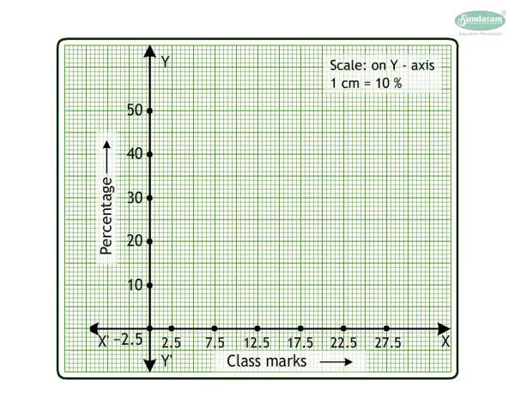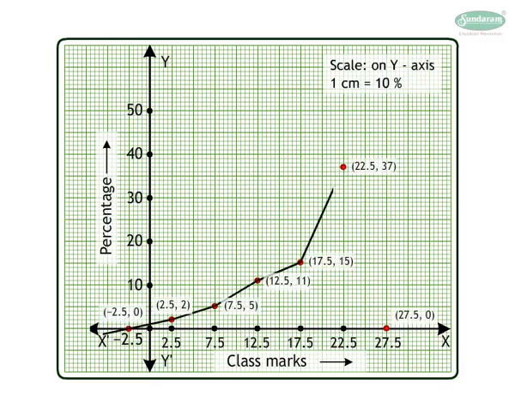Take scale as 1 centimeter is equal to 10% on y-axis. Show it at right-hand corner of the graph. Plot the points according to their x, y coordinates. Write the coordinates of points on the graph. Join the points serially. That completes the drawing of the polygon. A polygon will always begin and end with a class mark having frequency 0.